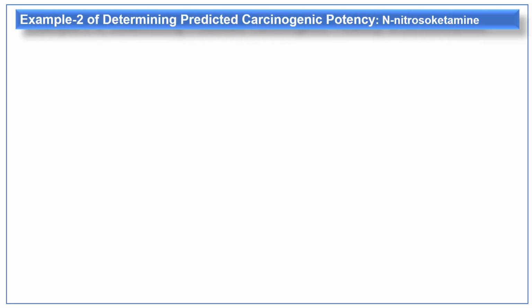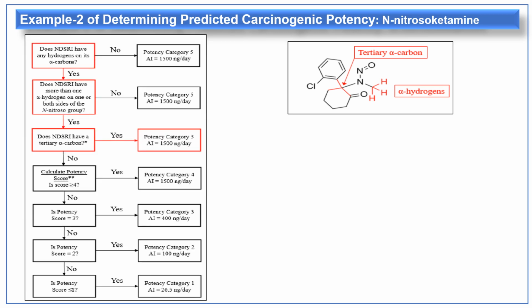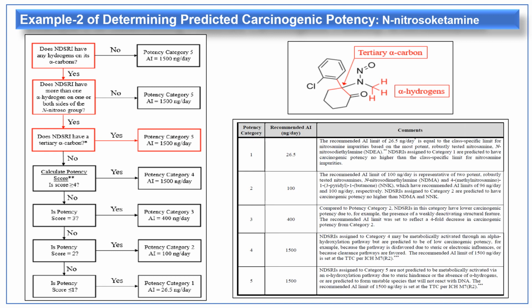The second example for determining the potency score is N-nitrosoketamine. In this example, there is a tertiary alpha carbon and there are alpha hydrogens, right? So we go to our questionnaire for determining NDSRI alpha hydrogens. Does the NDSRI have alpha hydrogens? The answer is yes. Does the NDSRI have more than one alpha hydrogen? The answer is again yes. Does the NDSRI have a tertiary alpha carbon? The answer is yes. Hence, the potency category is 5, that is, the acceptable intake limit is 1500 nanograms per day.